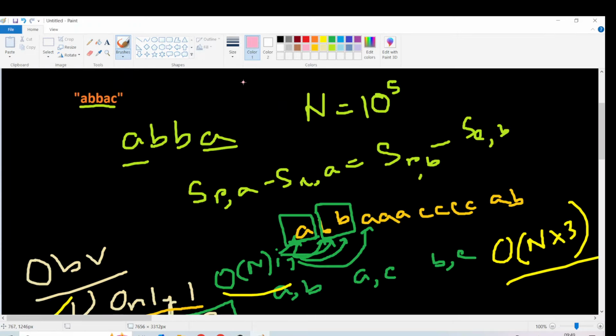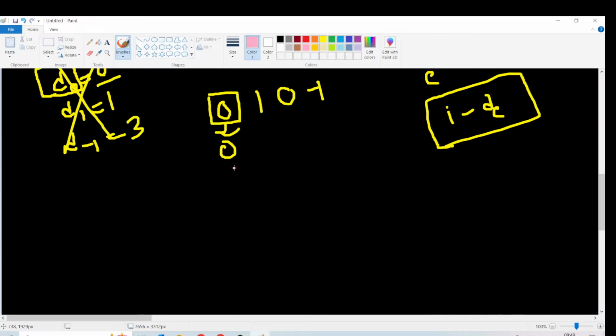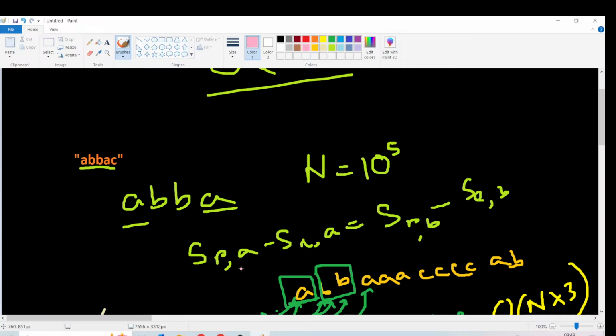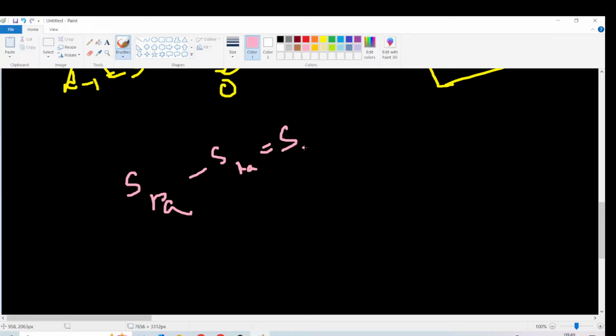Okay, one second. Previously I have written one expression. Okay, previously I have written one expression: S of RA minus S of LA equals S of RB minus S of LB. Right? I have written this.